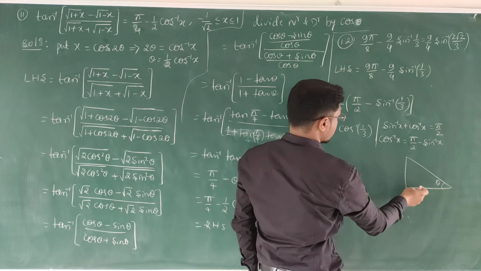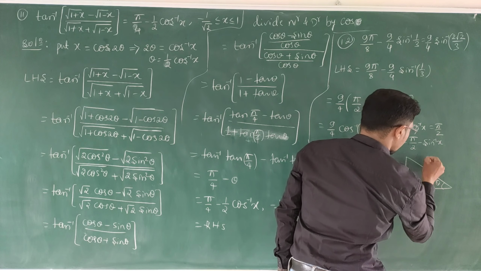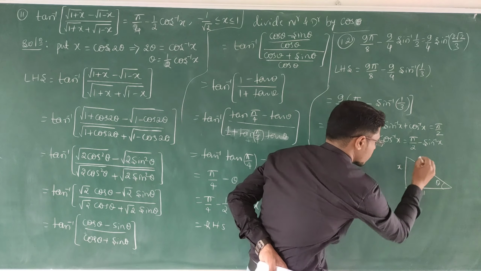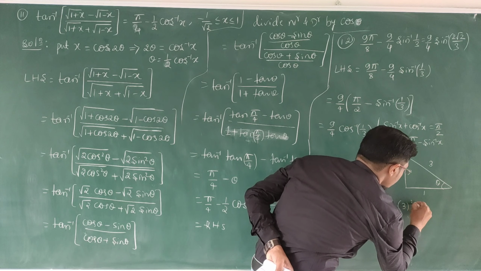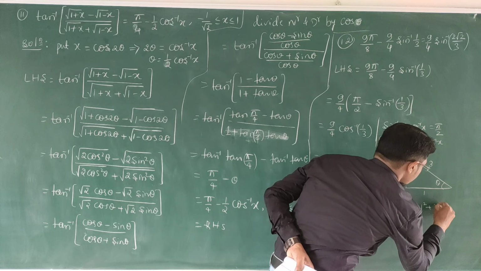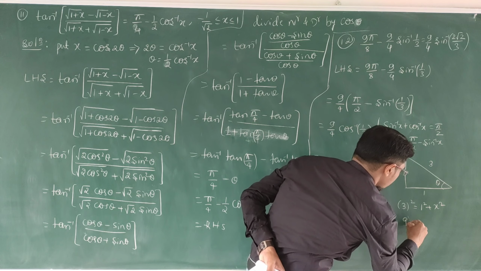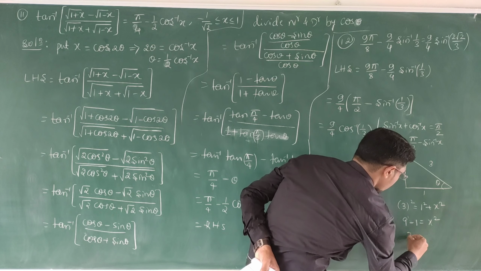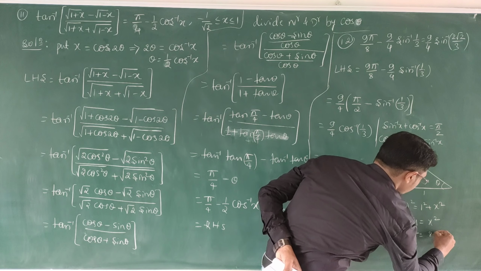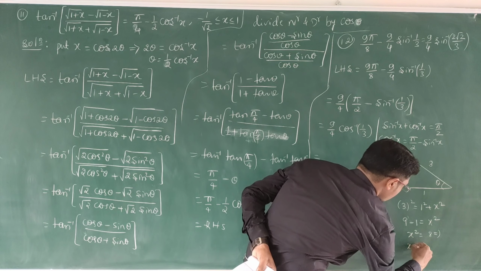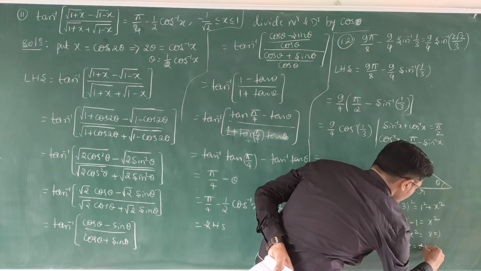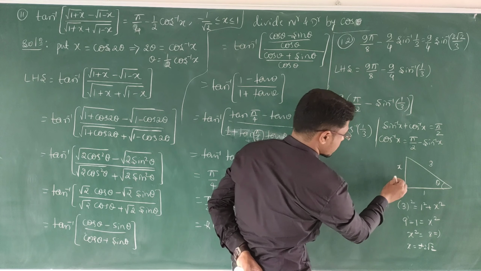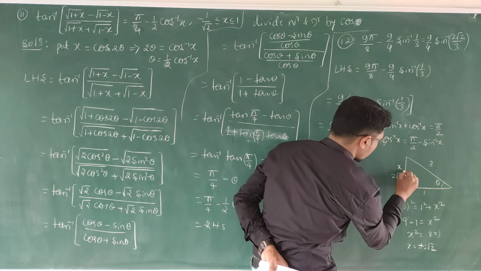So adjacent divided by hypotenuse, 1 by 3. This is x. So 3 square is equal to 1 square plus x square. 9 minus 1 square is 1. I will take this side, x square, so x square is equal to 8. This implies x is equal to plus or minus 2 root 2. You will get 2 root 2, so x equal to 2 root 2.